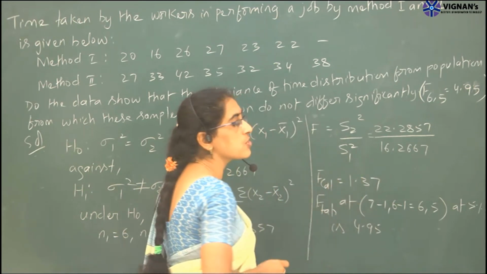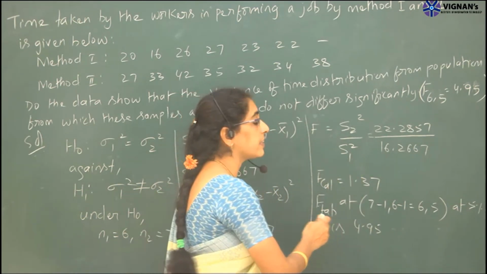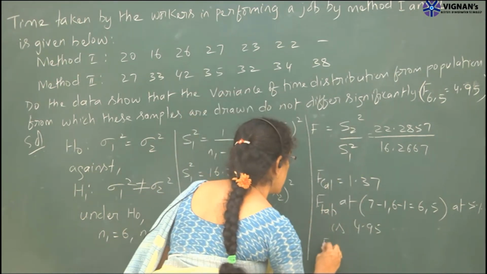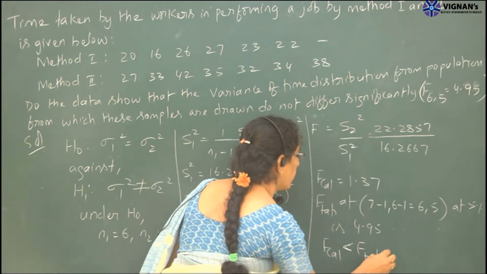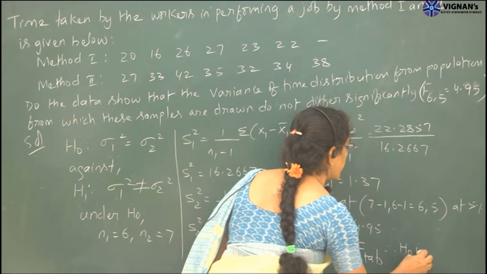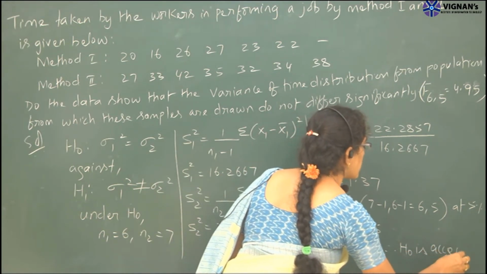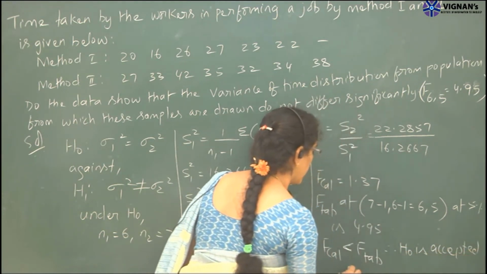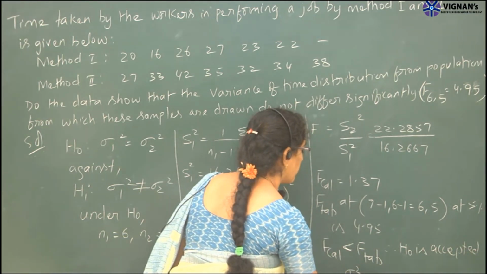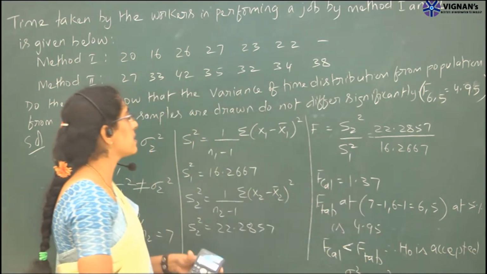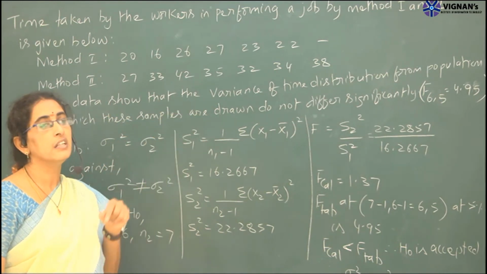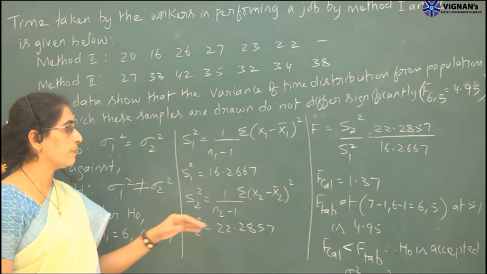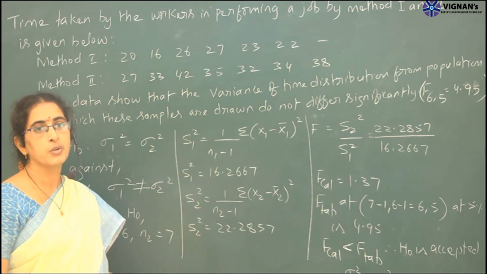So F cal is 1.37 and F tab is 4.95. That means F cal is less than F tab, so therefore H naught is accepted. H naught is accepted means sigma 1 square is equal to sigma 2 square. That means the variances of time distribution do not differ significantly. So that is the conclusion for this problem.